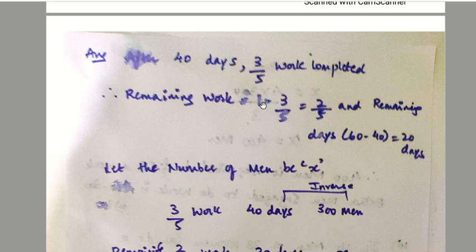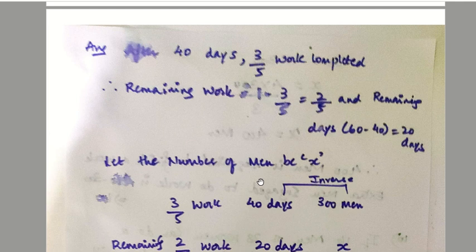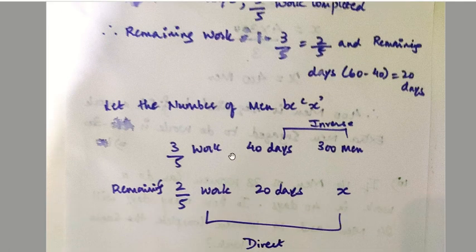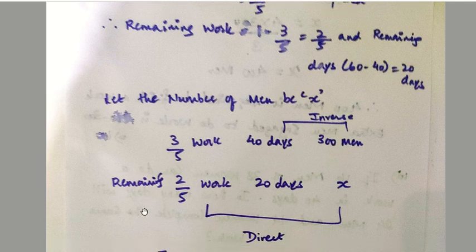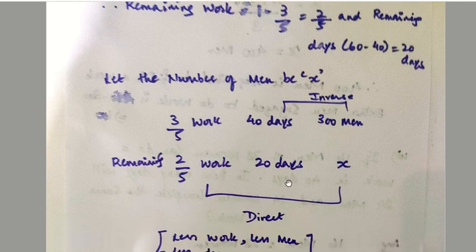So what is your remaining work? 1 minus 3 by 5, which is equal to 2 by 5 is your remaining. So what is your remaining days? 60 minus 40, which is equal to 20 days. So let the number of men be x. Okay, so 3 by 5 work is equal to 40 days and 300 men. Remaining 2 by 5 work, 20 days they take, but how many men are working, that is what we are supposed to find out.